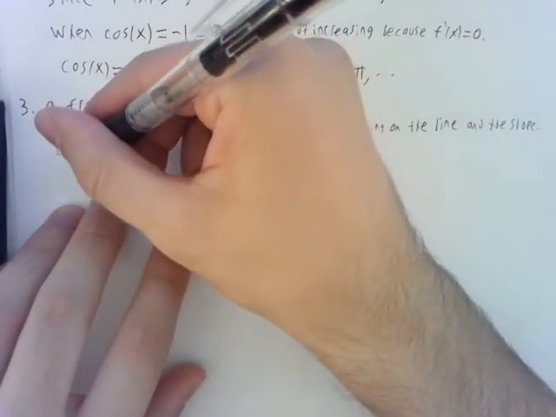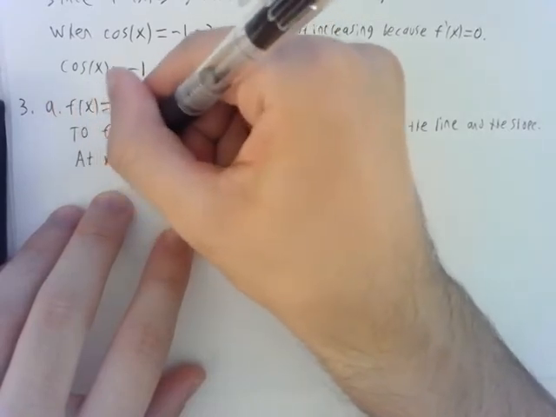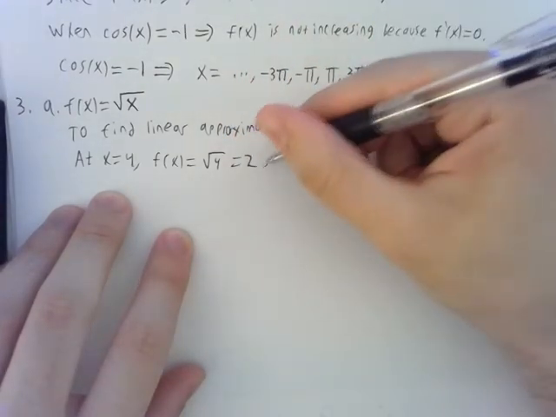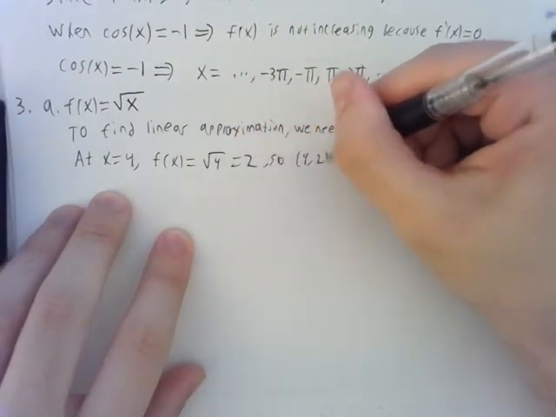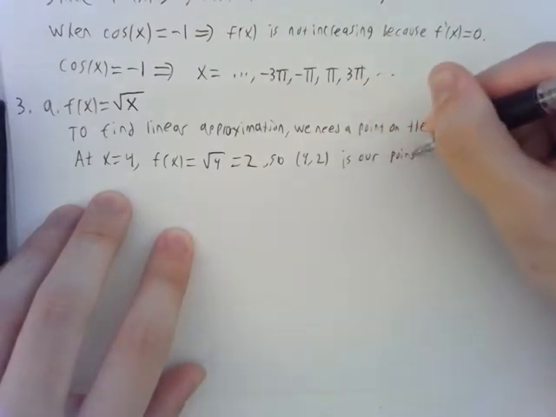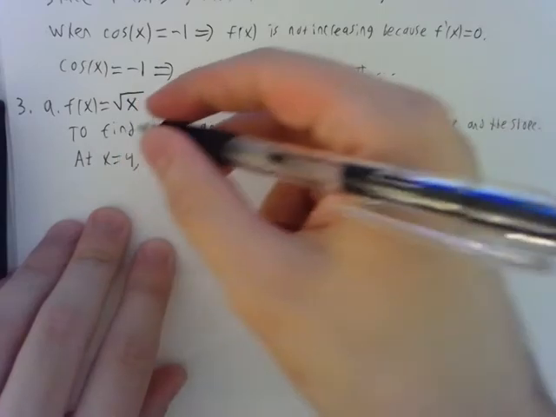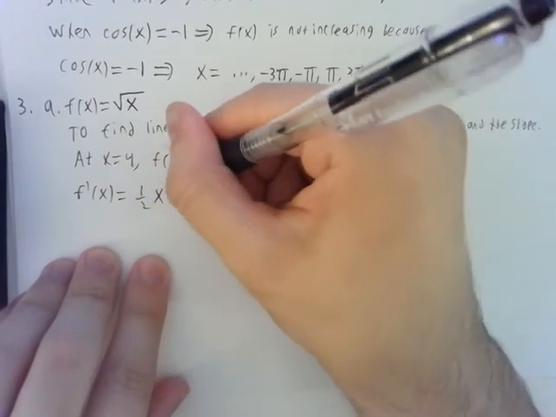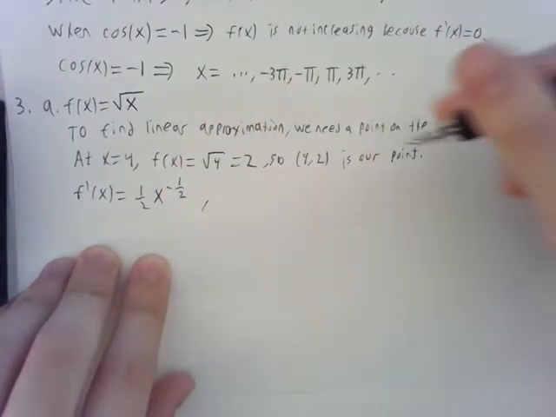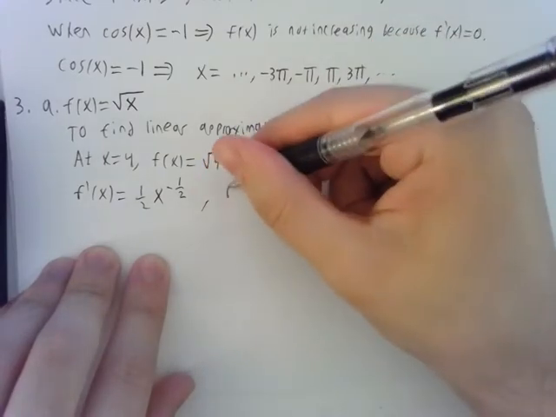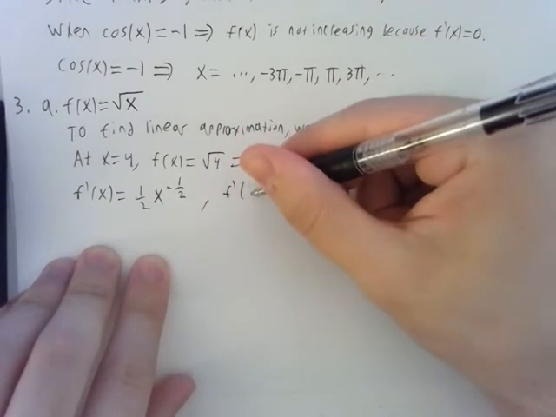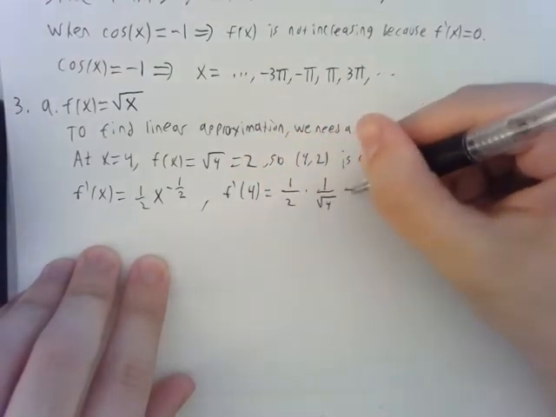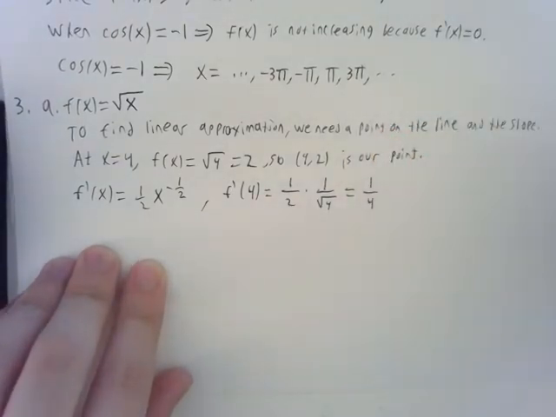x equals 4. So at x equals 4, we have that f of x is equal to square root 4, which is equal to 2. So (4, 2) is our point. And then we find the derivative of the function: f prime of x is 1/2 x to the negative 1/2. At this point of interest, the slope of the tangent line is going to be f prime of 4, which is 1/2 times 1 over square root 4, which gives us 1/4.